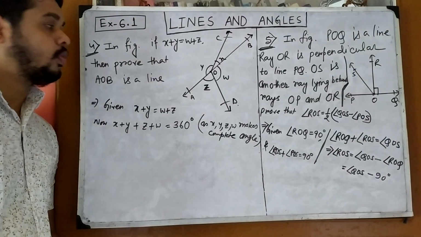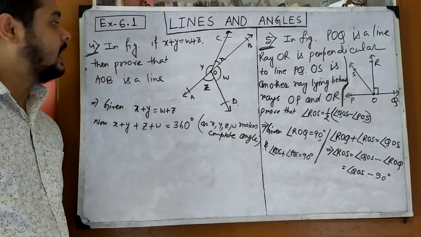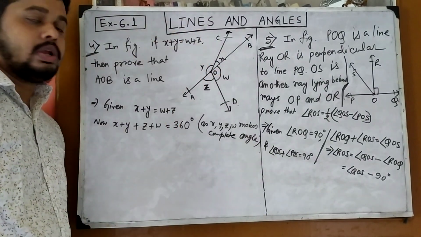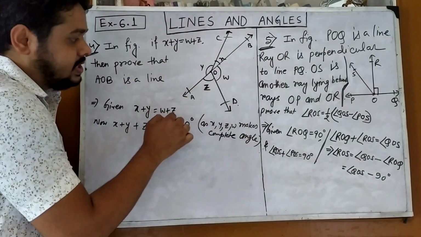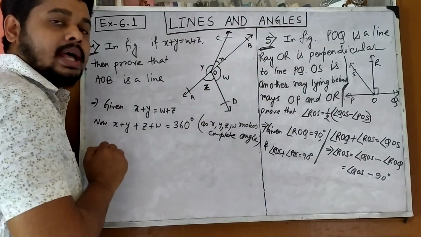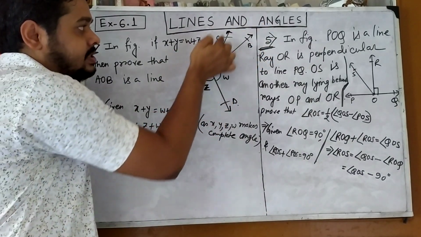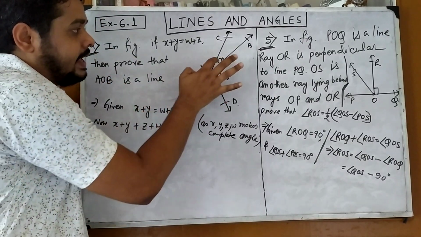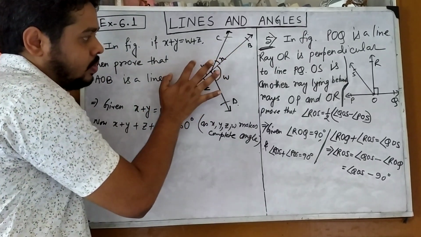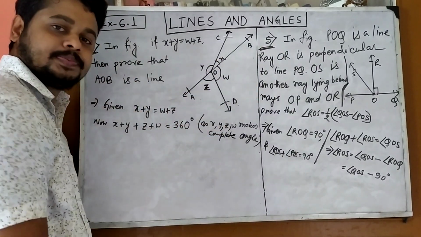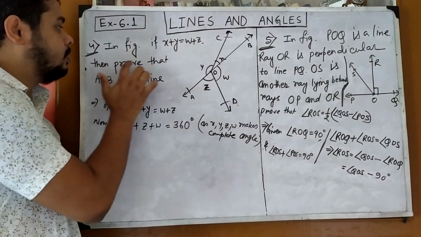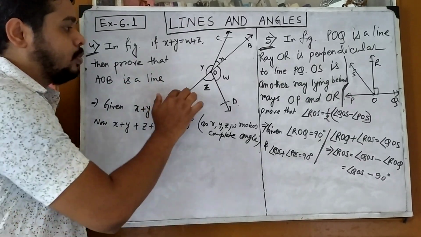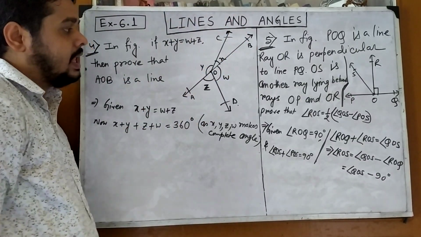Now problem number 4. In this figure, it is given x plus y equals w plus z. AB is a line, another line is OC, another is OD, and they make 4 angles, respectively x, y, z, w. Now we have to prove that AOB is a line.